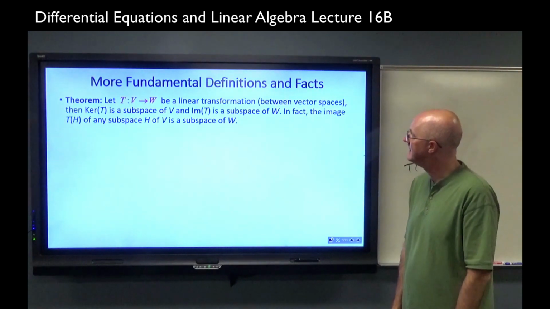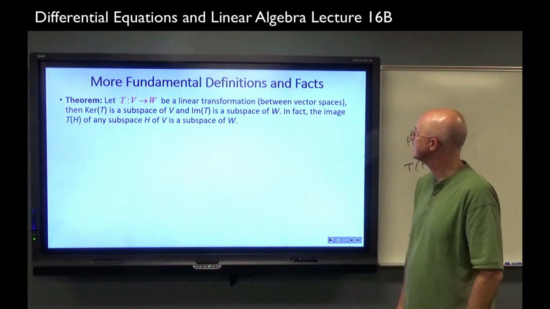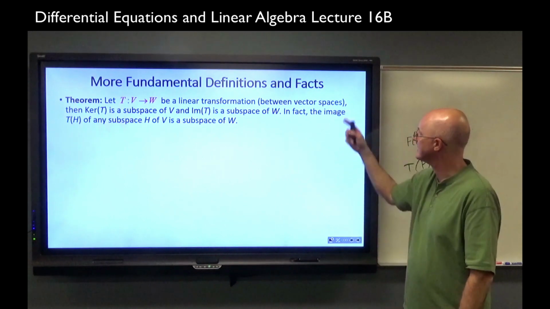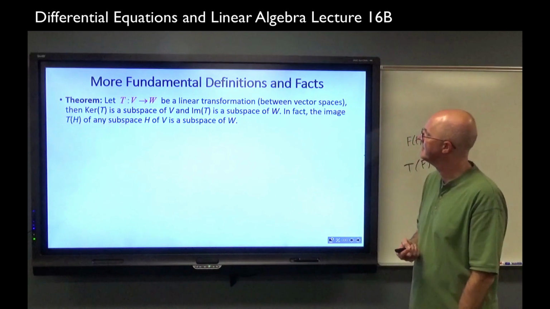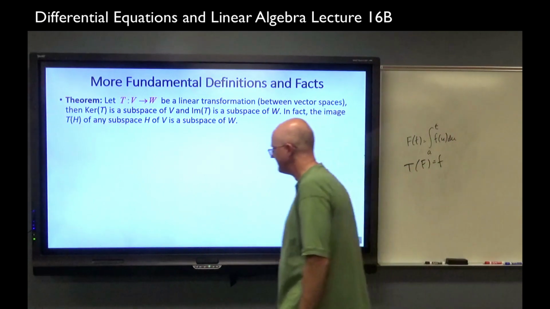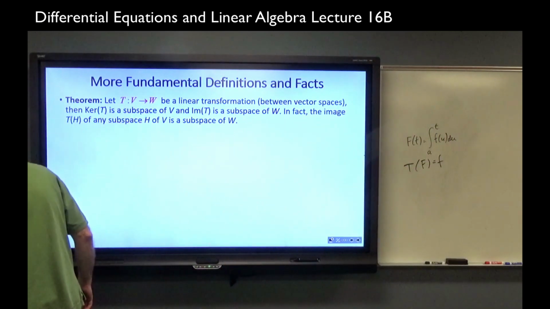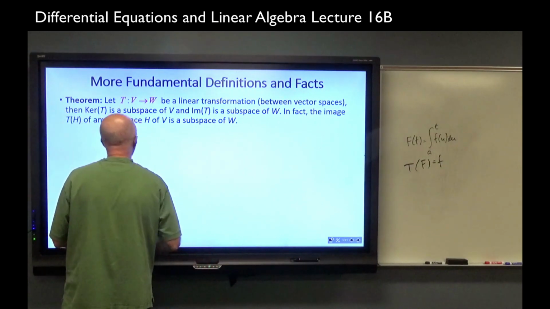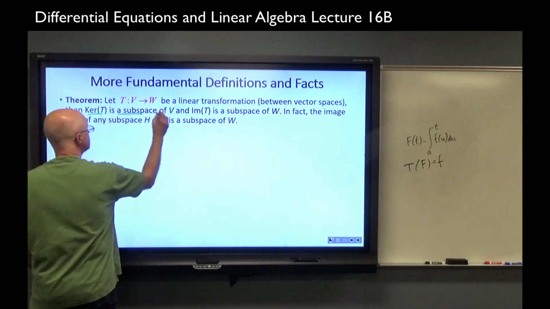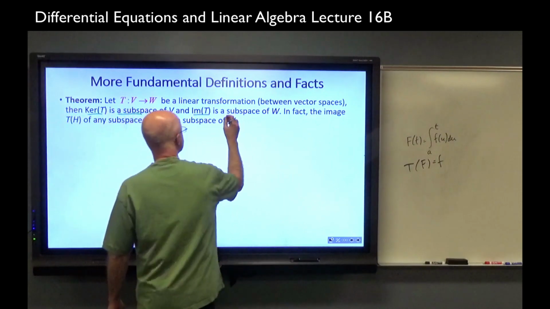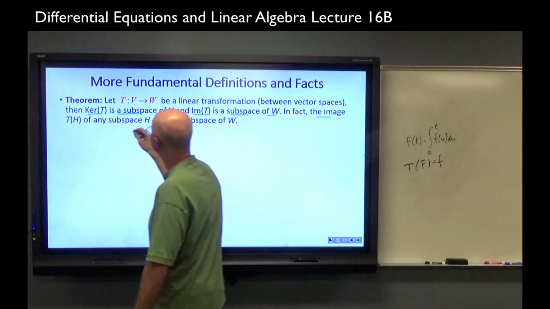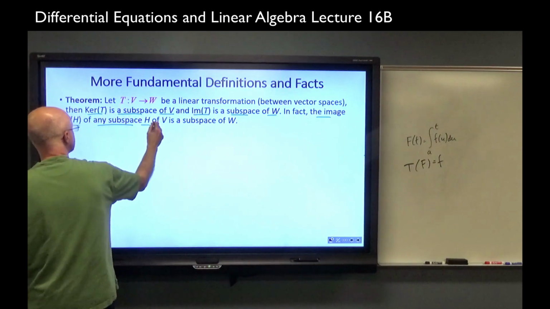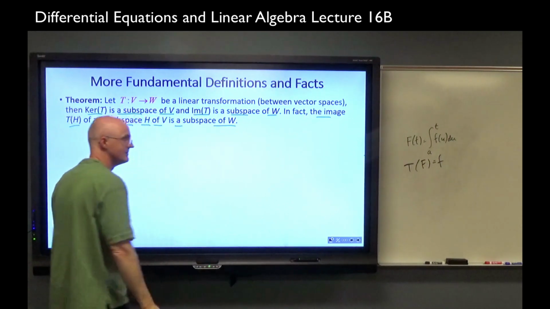Let T be a linear transformation from V to W. A linear transformation between vector spaces. I didn't have to add "between vector spaces"; it's really assumed if I say it's a linear transformation. Then the kernel of T is a subspace of V, and the image of T is a subspace of W. In fact, the image T of H of any subspace H of V is a subspace of W.